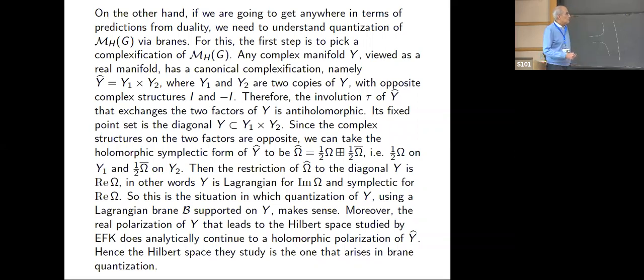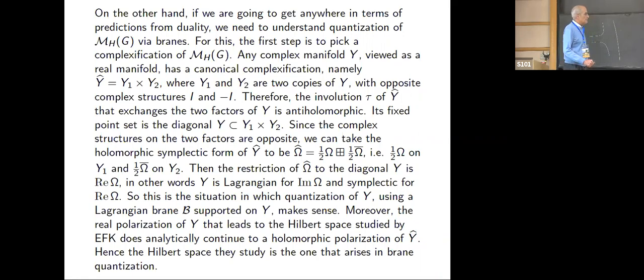Well, the Higgs bundle moduli space is a complex manifold. Any complex manifold viewed as a real manifold has a canonical complexification, namely the product Y1 times Y2, where Y1 and Y2 are two copies of Y, taken with opposite complex structures I and minus I. So I was the complex structure on Y. We take I and minus I on the two factors. So then Y hat has an involution that exchanges the two factors. It's anti-holomorphic because we took opposite complex structures on the two factors. And its fixed point set is the diagonal, which is a copy of Y. So we've realized Y as the fixed point set of an anti-holomorphic involution.